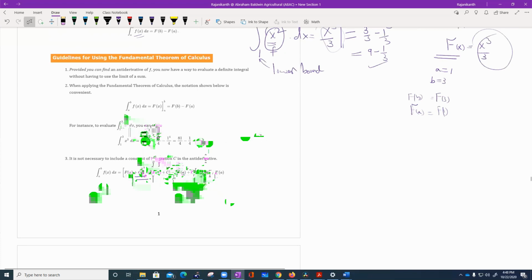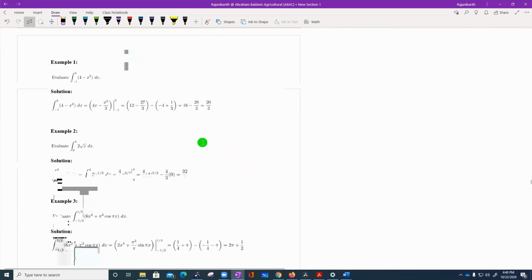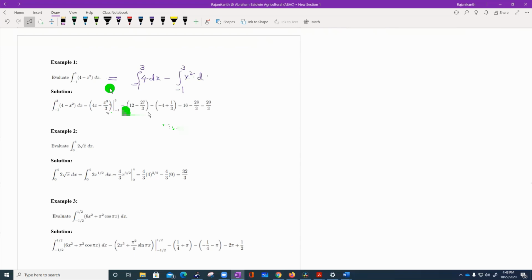Yes, sir. Okay. So again, if you have a plus or minus sign inside the problem, you could split it into 2 pieces. I'm using the integral property. So this is from -1 to 3. My first function is simply 4 dx. Then subtract, again from -1 to 3, the second function x squared. So you could rewrite it like this.